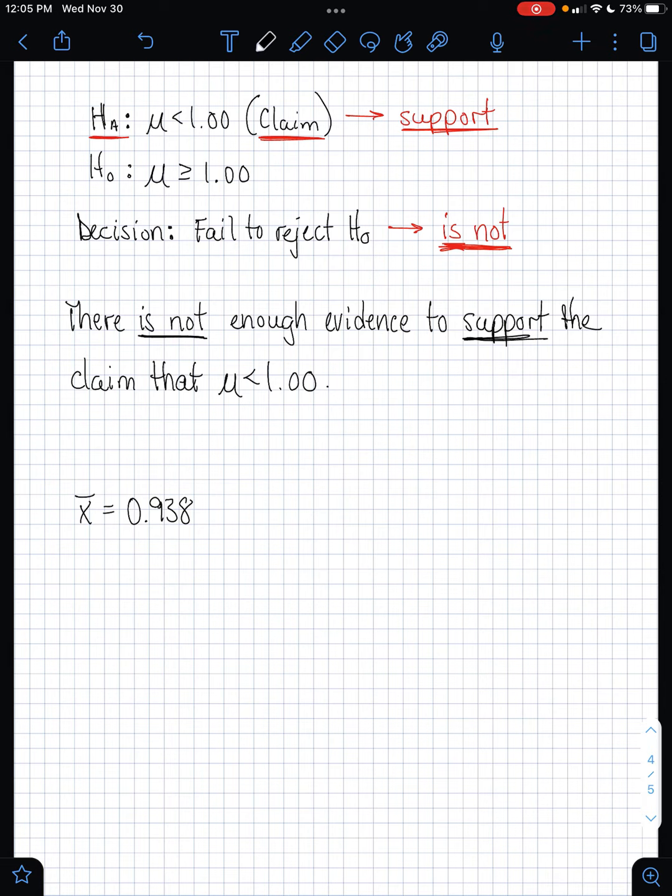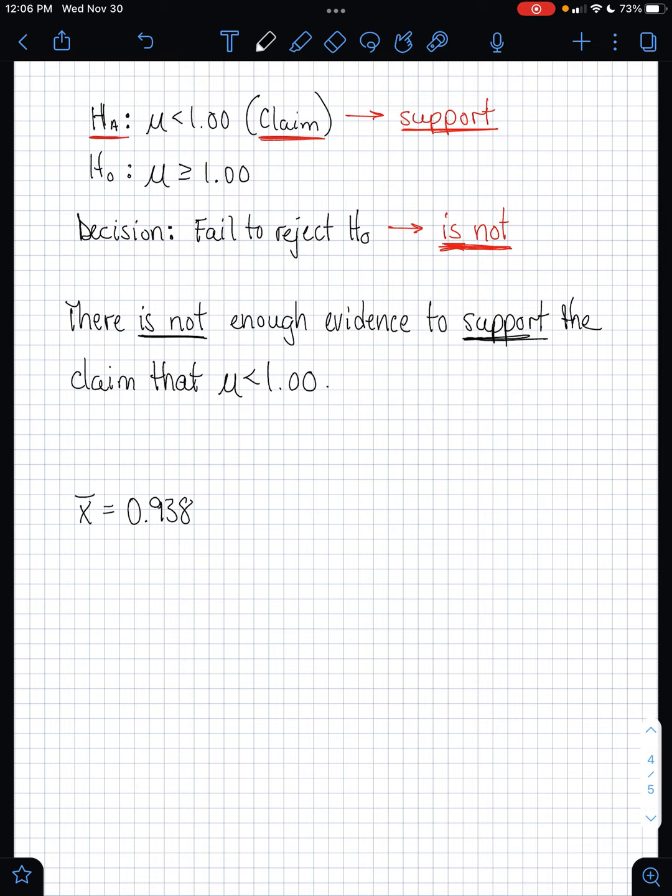What we got was something that was smaller than 1, yes, but not small enough. If we had gotten something like 0.75, well, that's distinctly less than 1. Or if our sample mean came out to be 0.21, that is significantly less than 1. 0.938 is actually pretty close to 1. So it's not saying that the mean radiation emission isn't less than 1.